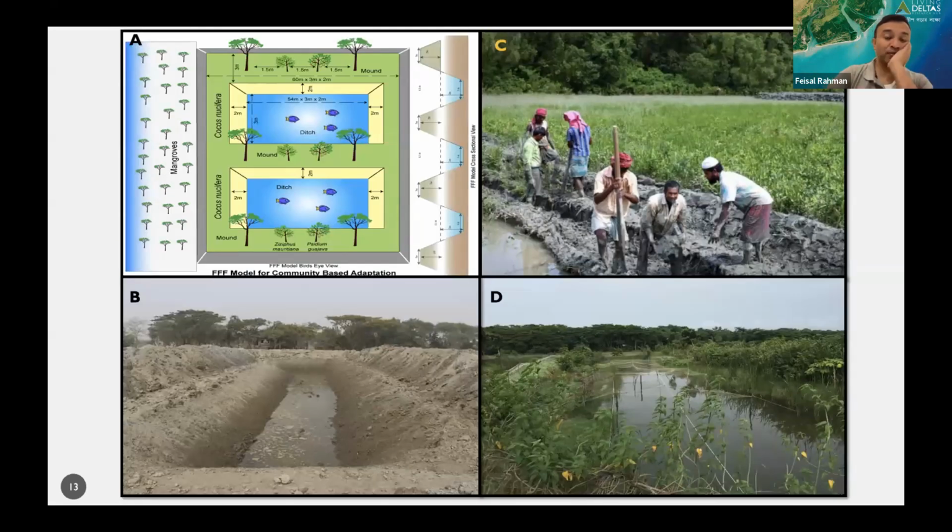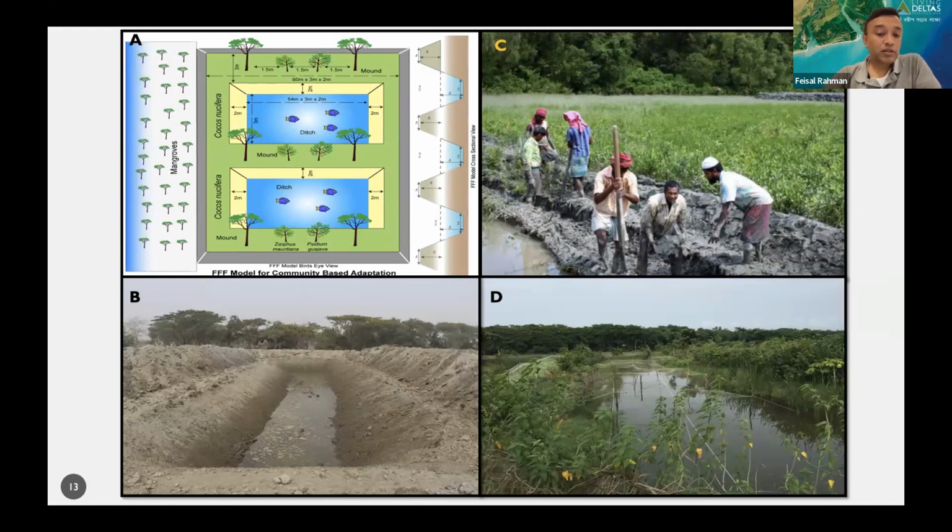In the picture here, in panel A, you see the model or the plan for the adaptation action. In the middle, you have the ponds or the ditch. On the sides, you have the dikes built on which there would be fruit trees. And towards the sea, the mangroves would be guarding these farms, as well as the homesteads, from windstorms.